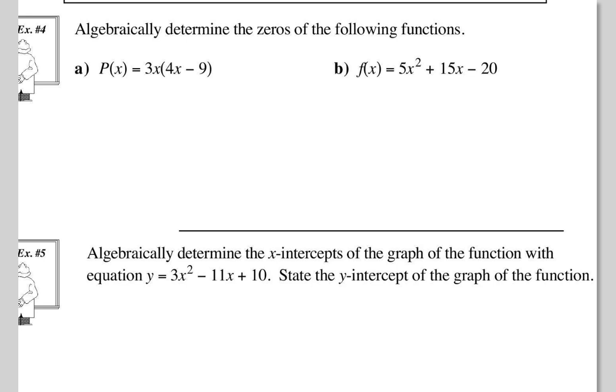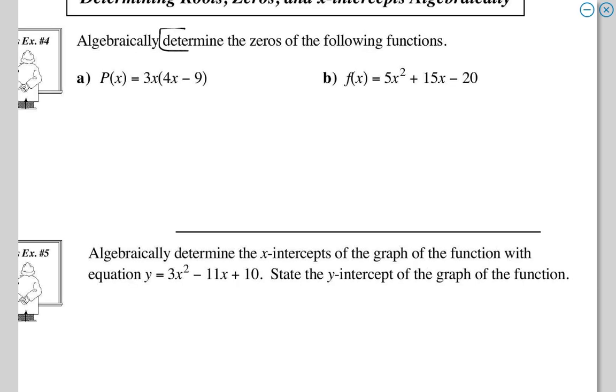Okay. So let's do this. So determining zeros, the y has to be 0. So that means that the p of x, that's the polynomial function depending on x, this has to be set to 0.